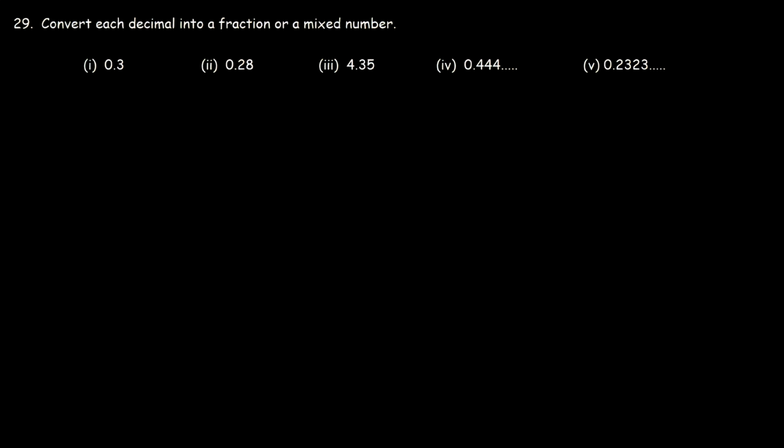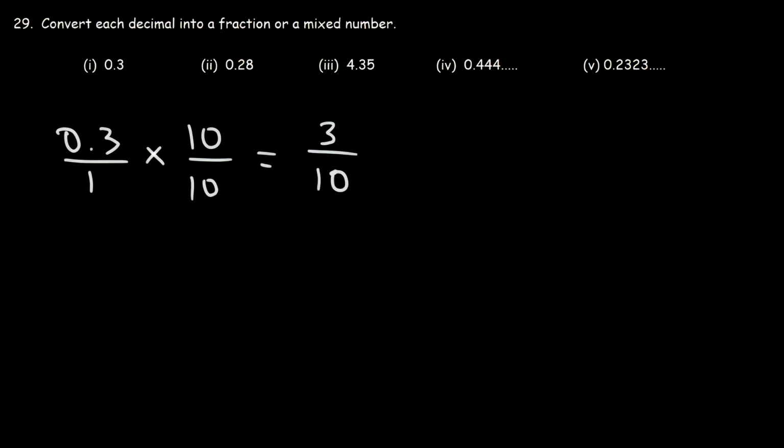29. Convert each decimal into a fraction or a mixed number. So let's start with 0.3. The first thing to do is write it over 1. And then you want to multiply 0.3 by 10 over 10 to get rid of the decimal. 0.3 times 10 is 3. 1 times 10 is 10. So 0.3 is equivalent to 3 over 10 as a fraction. So that's it for the first example.